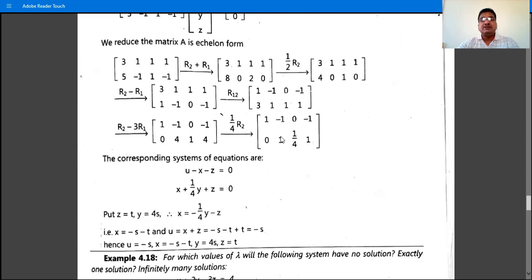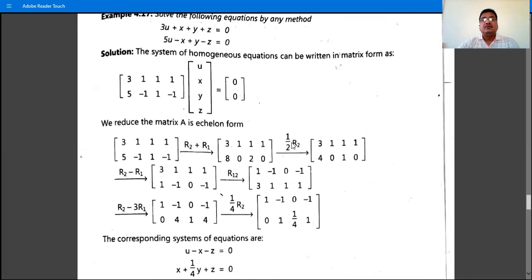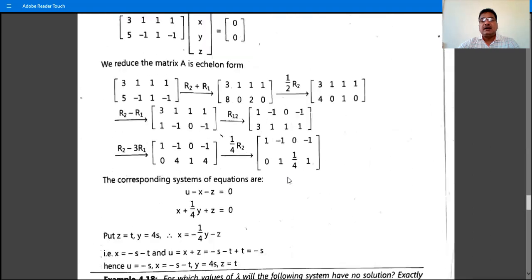Or consider the coefficient matrix, and then reduce this matrix to echelon form. This is the echelon form. By reducing this 3 to 1 and then applying all the procedure, we have this, the echelon form of the matrix.